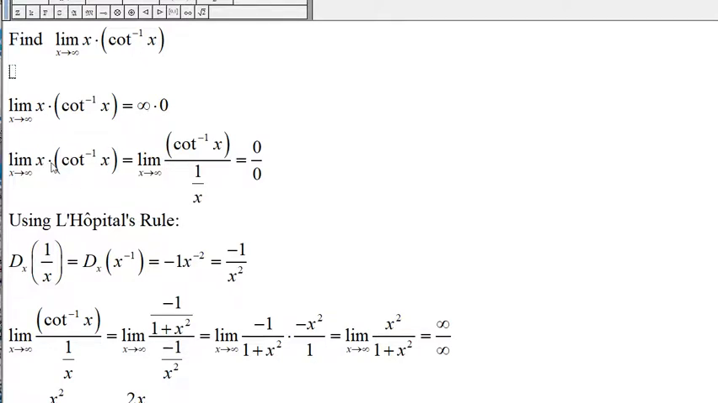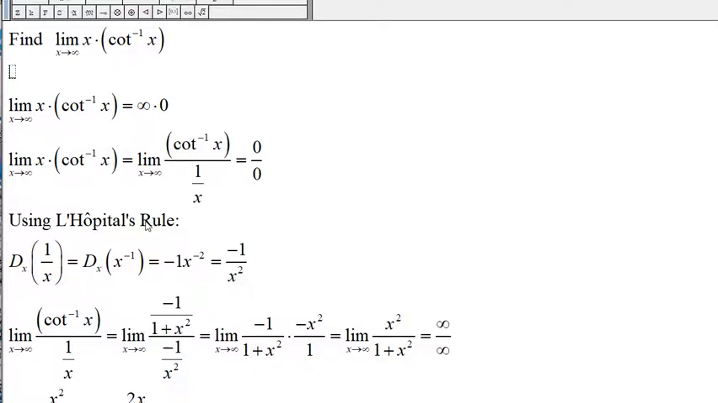But we can write times x as the same as dividing by 1 over x. So dividing by 1 over x is the same as multiplying by x. And now we get 0, and then as x approaches infinity, 1 over infinity will be 0. Now we have 0 over 0, then we can use L'Hopital's rule.